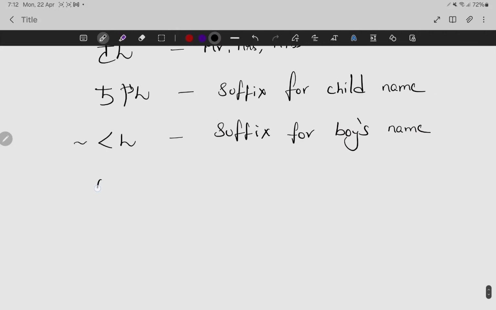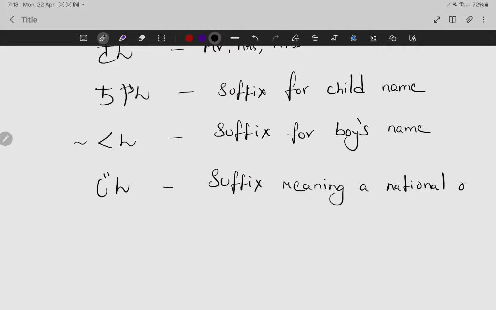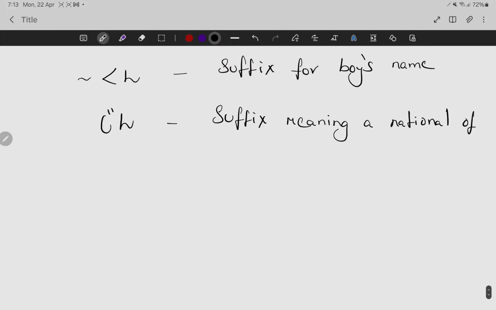Next, jin, a suffix meaning a national of. Nihonjin, meaning a national of Japan. I am a national of India: India jin, which is I am an Indian. Nihonjin, the Japanese person.